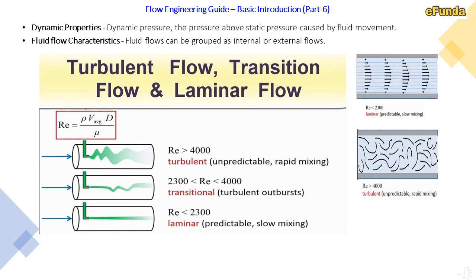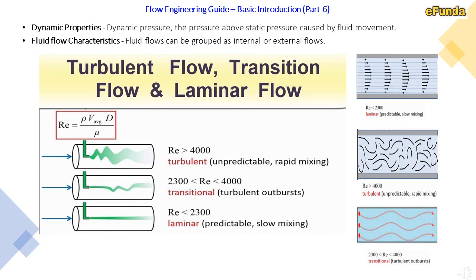Moving on to transitional flow. Transitional flow is a flow that exists between laminar and turbulent flow rate. One can see in the figure where the Reynolds number is between 2300 and 4000. That means this is a transitional and turbulent outburst. These are the various types of flow we have seen, and we will move on to our next point.